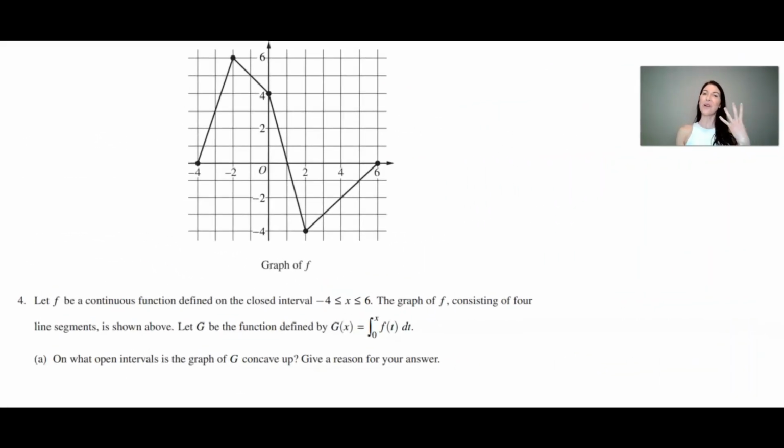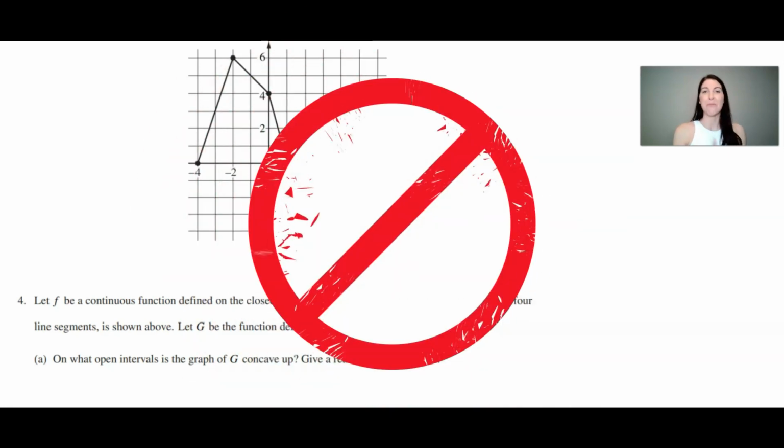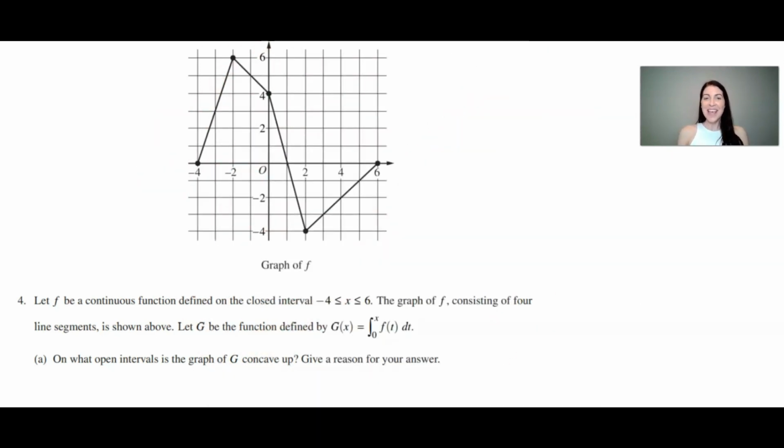Here is question number 4 from the 2021 AP Calculus exam. And put those graphing calculators away, because number 4 was the question that you were not allowed to use your calculator. So in this problem, we are given a graph of f, and it says let f be a continuous function defined on the closed interval from -4 to 6. And the graph of f, as we see, consists of 4 line segments as shown above, and g is the function defined by this integral.